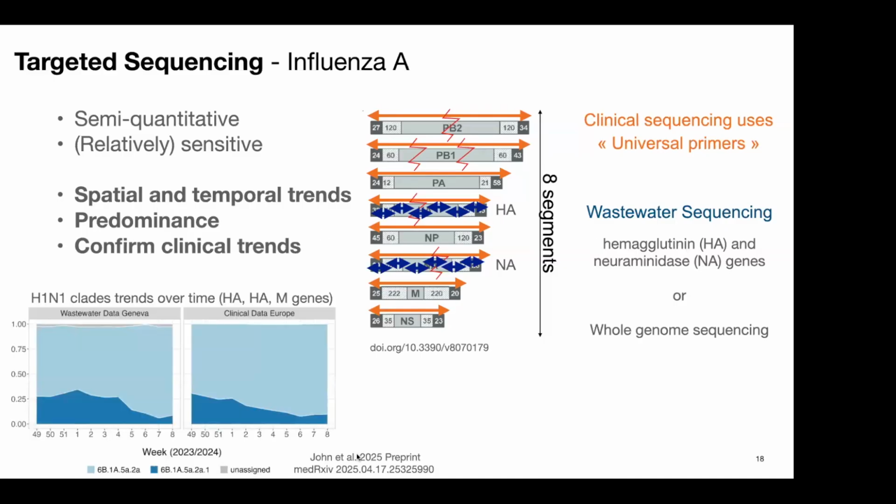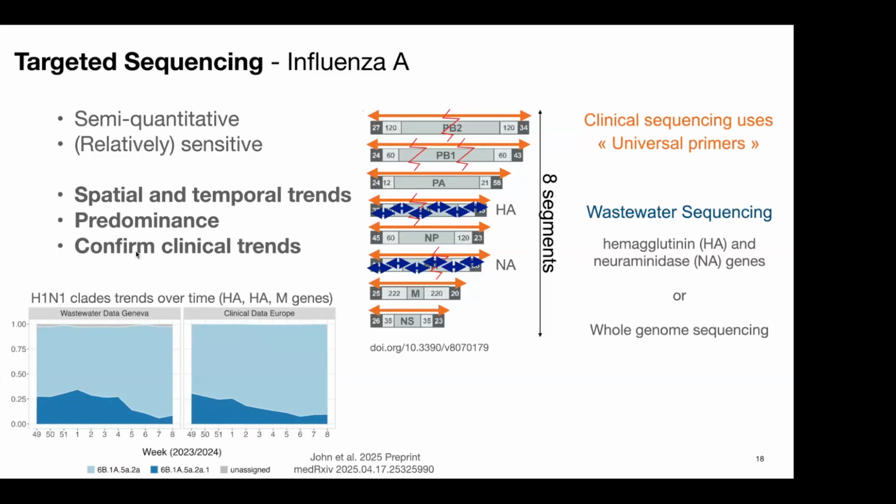And I put here a screenshot of a preprint, so not peer-reviewed yet. That's a study that was done in Switzerland, where they were able to look at the H1N1 clade. So they are able, even more than subtyping, to track clades over time. And in that study, they were able to do that time tracking by looking at the NA and the M genes. And it really allowed them to do some spatial and trend monitoring, to see which clade is the most predominant.